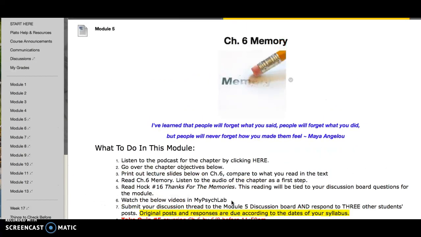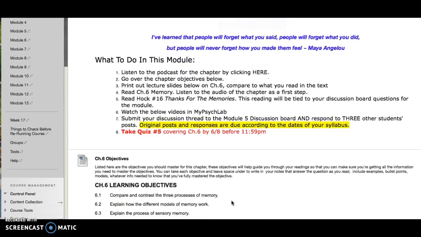Chapter 6 is all about memory, which plays really nicely off of the previous chapter we just covered, learning. Learning and memory sometimes are in the same chapter, depends on the type of intro psych class that you're taking. I like that they're in two separate chapters because I think both have a lot in them, so it's a little bit easier to digest when separated.